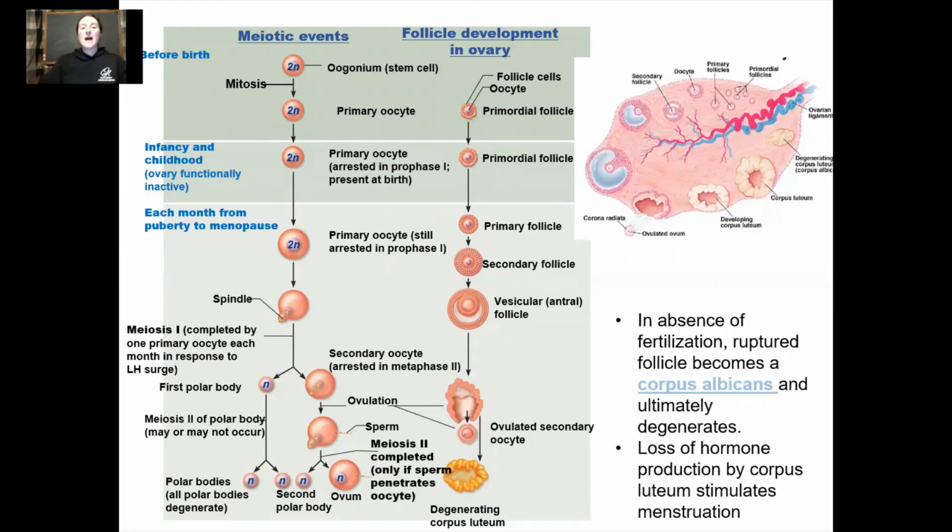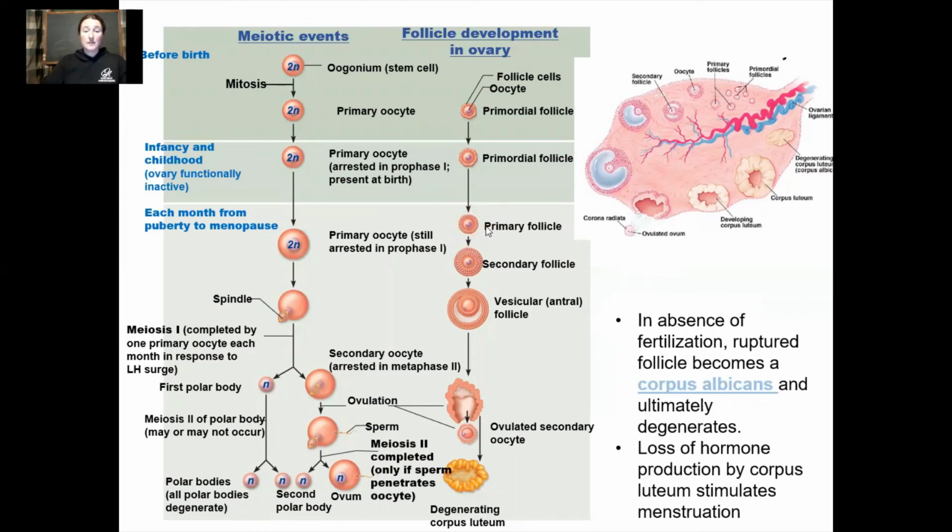Okay, so each month from puberty through menopause, one of those primary oocytes is going to be selected, and it is going to continue meiosis, complete meiosis 1, and begin the process of meiosis 2. While meiosis is occurring in these cells that might have been stuck in place, frozen in time for decades, the follicle is going to develop as well.